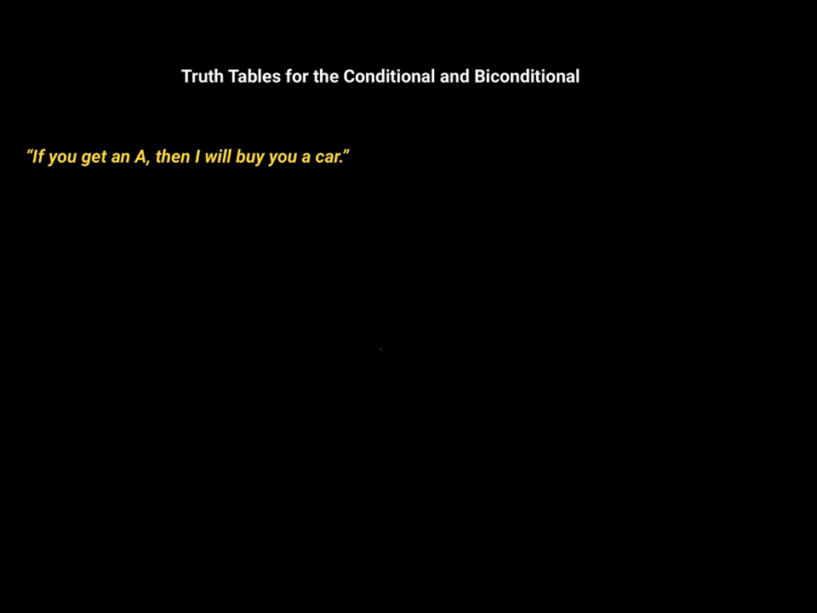Let's say the antecedent is P: you get an A. And the consequent is Q: I will buy you a car. Now, we're going to assume that this statement, if you get an A, then I will buy you a car, is true, except when I have actually broken my promise. So this statement will be true as long as I don't break my promise. In symbolic form, we have: if P, then Q.